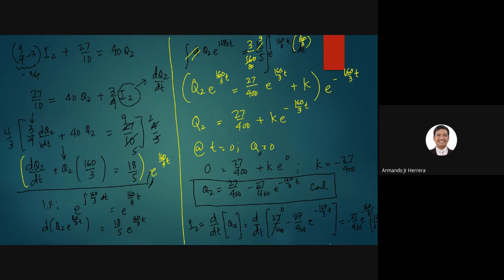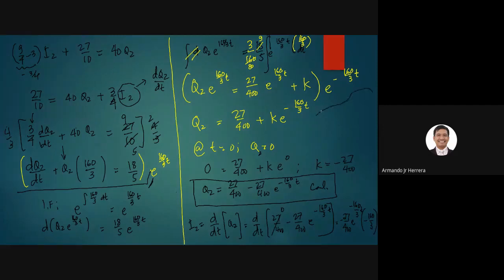Hala, di kasya. Pagkasyahin natin siya. Ulit. Kakasya yan. Negative 27 over 400 e to the minus 160 over 3t multiplied by negative 160 over 3.